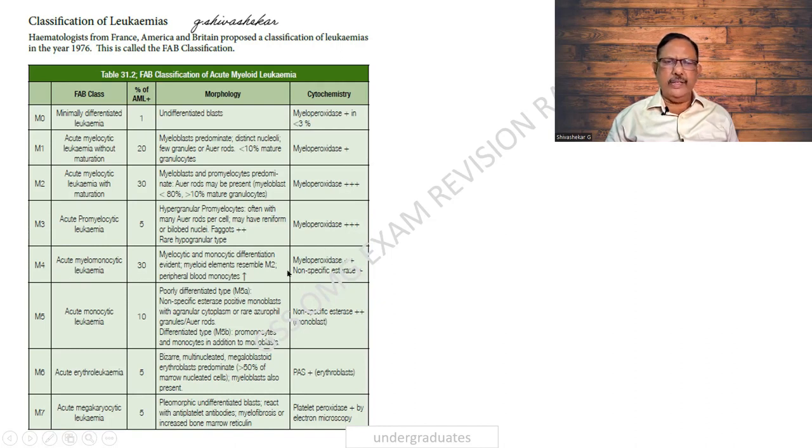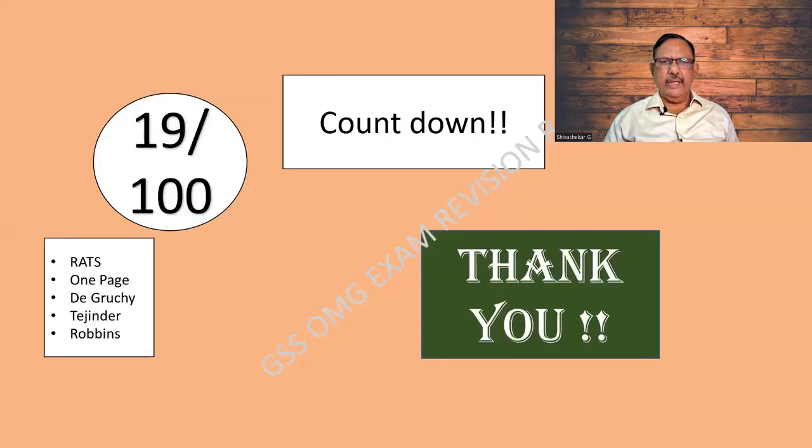And for the monocytic series, non-specific esterase is important. So it is positive in myelomonocytic as well as the monocytic. Erythroleukemia, PAS will be positive for the erythroblast. And acute megakaryocytic leukemia, platelet peroxidase. Megakaryocyte is equal to the platelet and platelet peroxidase. This will be the classification that I would like you to remember.